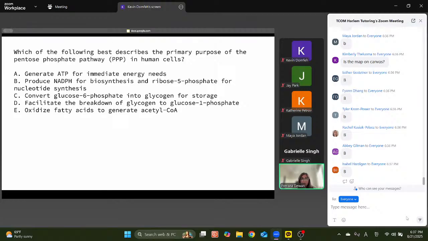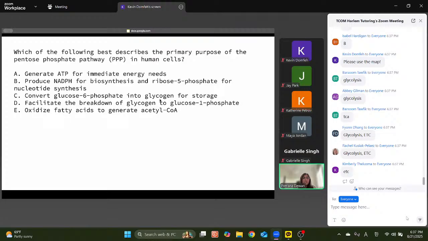All right, yep, everyone's got the right answer. It is B. So the main purpose is that it produces NADPH for biosynthesis and ribose 5-phosphate for nucleotide synthesis. So going over the other answer choices, for A, PPP does not produce ATP, right? What are some pathways that are going to produce ATP? Should be a pretty easy question. Yep, glycolysis, ETC, oxidative phosphorylation.